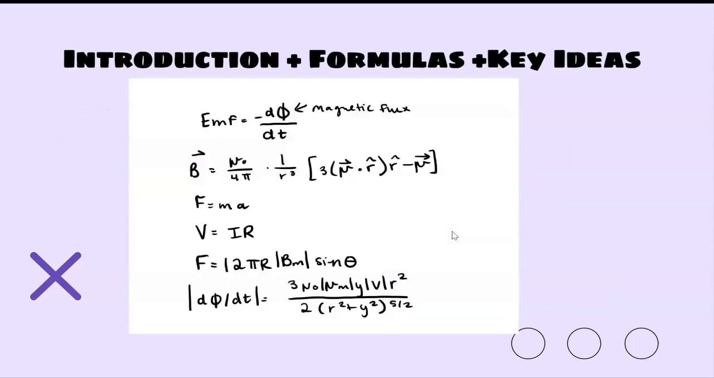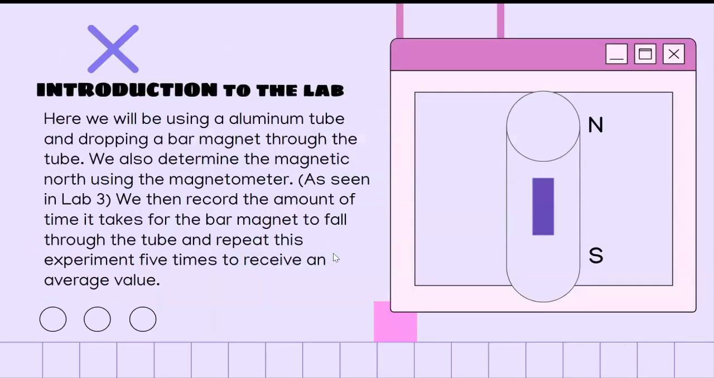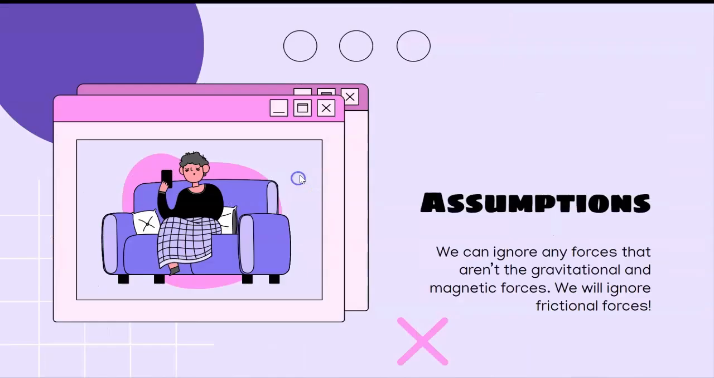So here are all of our formulas written out, and these are essentially what we're going to use for calculations in our computational model. So for the introduction to the lab, as I said before, we're just going to use this tube and we're going to first find magnetic north with our magnetometer. This is very important. And then we're going to go ahead and drop our bar magnet, and we're going to record ourselves dropping this bar magnet down the tube. And then we're going to see how much time it takes for the bar magnet to exit the tube. And we're going to do this 5 times and get the average value of this.